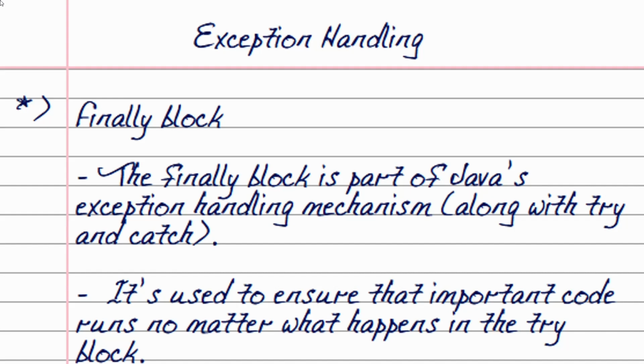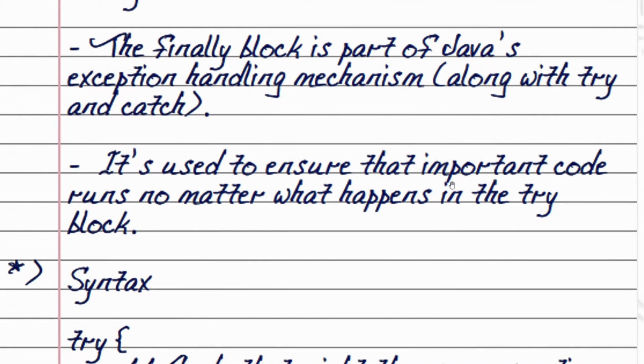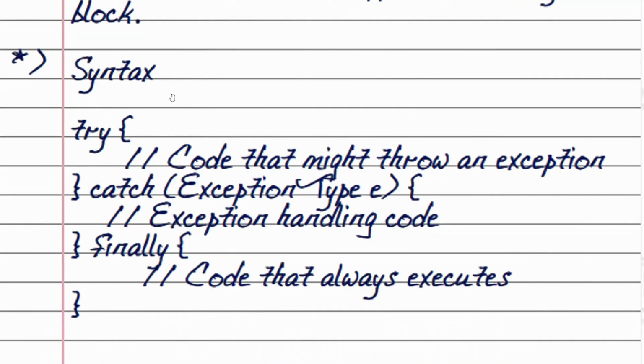In today's video, we are going to learn about the finally block. The finally block is a part of Java's exception handling mechanism along with try and catch. It is used along with the try block and the catch block to ensure that the important code runs no matter what happens in the try block. This is the syntax for how we can use the finally block.